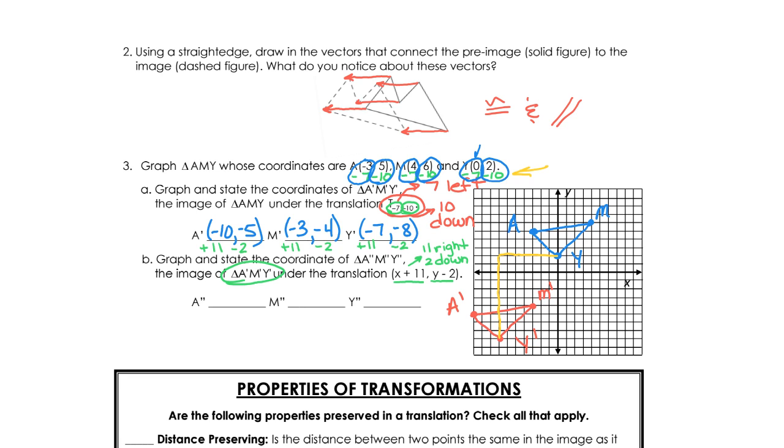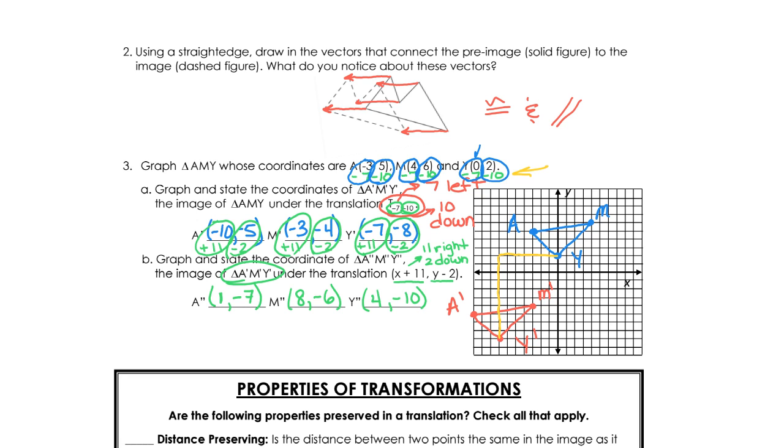So up first, we got negative 10 plus 11. Negative 10 plus 11 is 1. And then negative 5 minus 2 is negative 7. Next up, M double prime. Negative 3 plus 11 would put us at 8, and then negative 4 minus 2 is negative 6. For Y double prime, negative 7 plus 11 is 4, and negative 8 minus 2 is negative 10.